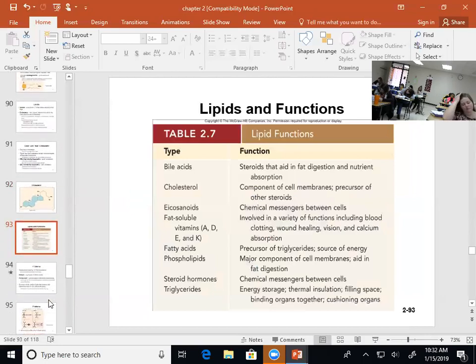Now, there is something I want to talk to you about, called hypercholesterolemia. That's a big name, isn't it? Hypercholesterolemia. Hyper means what?